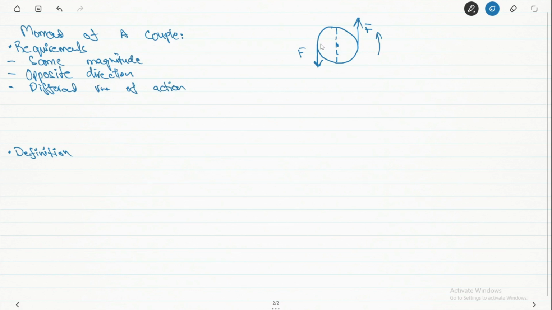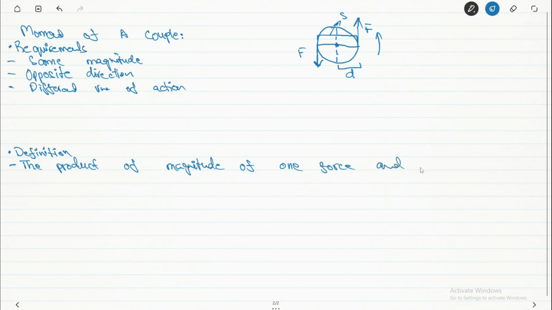And now I'm going into the formula. So this distance is not D, right? This is the pivot, basically. Center of motion, center of rotation. This is the pivot. So this would be D, but this distance would be denoted as S, right? So let's just move on. Definition would be the product of magnitude of one force and the perpendicular distance between them. So in the couple, the distance that you take is not D, right? Like in normal moment, but S, right?